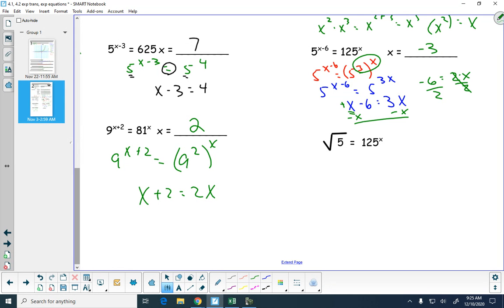Last one. I'm going to throw one other one in on this also, just to challenge us a little bit. Okay, we have square root of 5. Okay, how can we write square root of 5 as a base of 5? How do we deal with the square root? Then we have 125. How can I rewrite 125 as a base of 5? And then go ahead and write your equation and solve the equation.